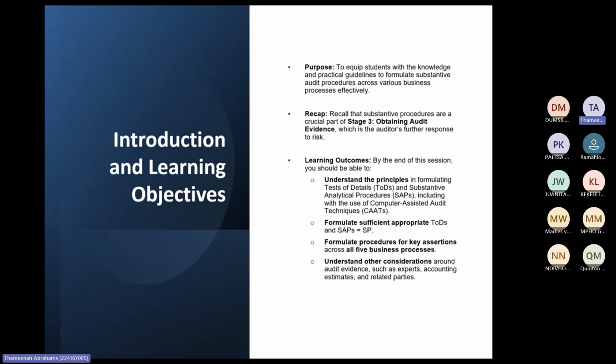So there are different stages, and as a student, when you're creating substantive procedures, it's important to know, first of all, which cycle you're dealing with. Once you know which of the 5 cycles, you must know which process or flow you are in. Then you also know which source documents are within that cycle for you to be able to audit it or to do substantive procedures. Then, like I said, the last would be understanding other considerations around audit evidence, such as making use of a management's expert or auditor's expert, as well as accounting estimates and related parties.